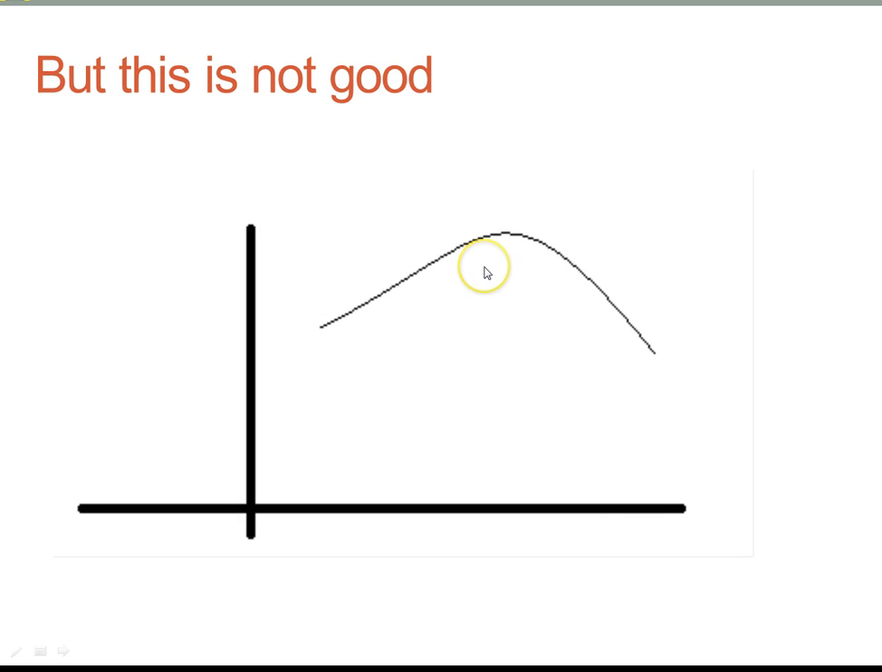But how about this function? Could I use this function? No, because that's not always increasing and it's not always decreasing. It goes up and goes down. That kind of function we can't use for g.